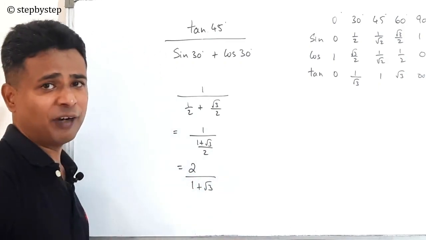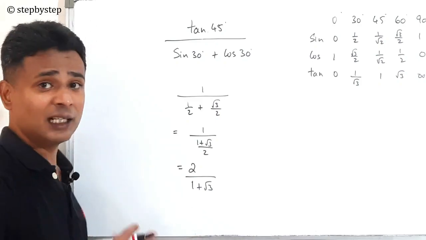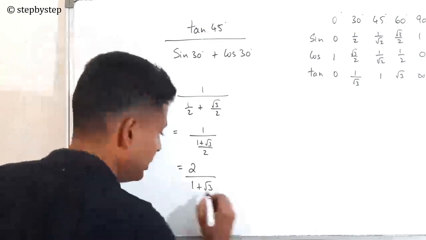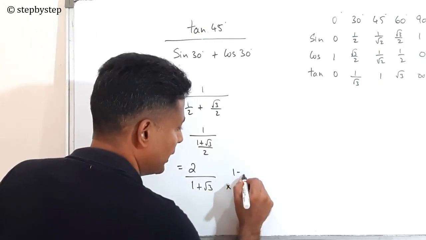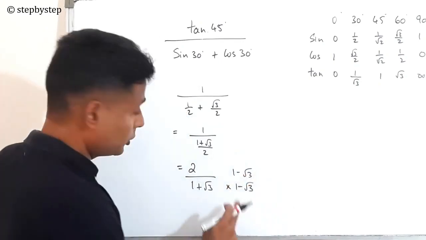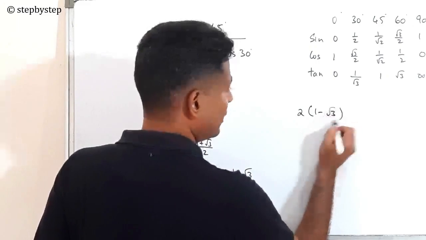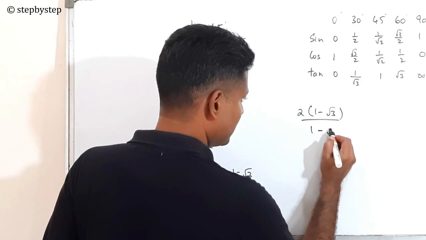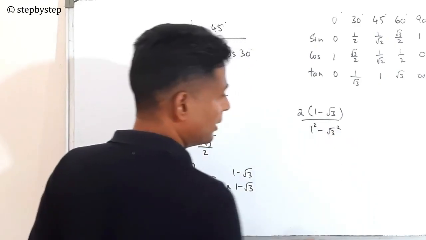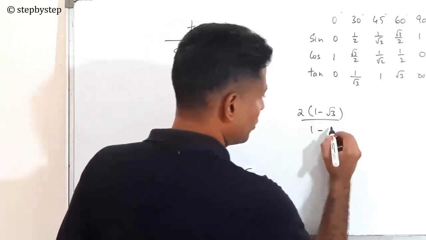But this should not be your final answer. Why? Because the denominator should always be rational. Here the denominator is irrational, so we have to rationalize. Here it is 1 plus root 3, so we multiply by 1 minus root 3, both up and down. So from here we get 2 into 1 minus root 3 by (a plus b) into (a minus b), which is a square minus b square. 1 square is 1. Root 3 square is 3, because root 3 into root 3 is 3.